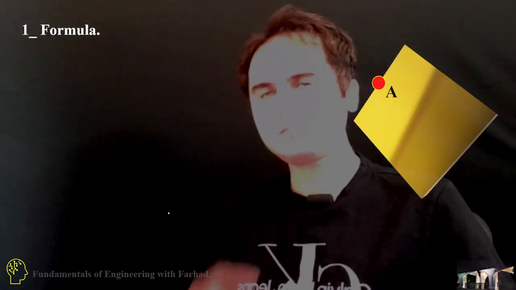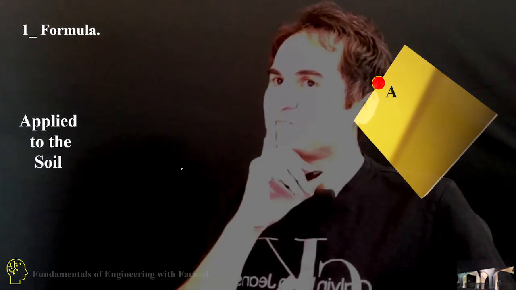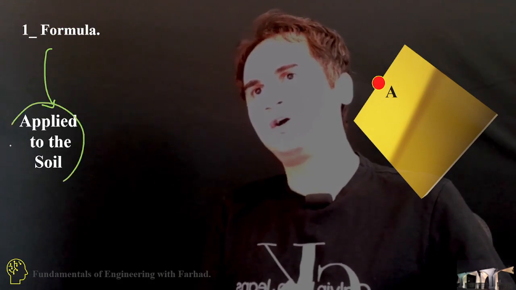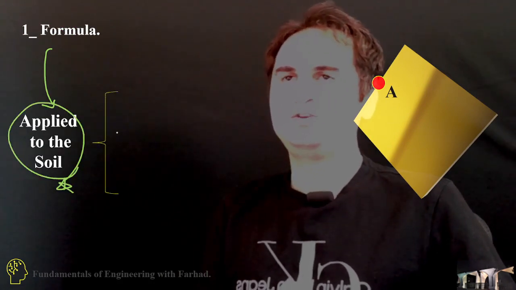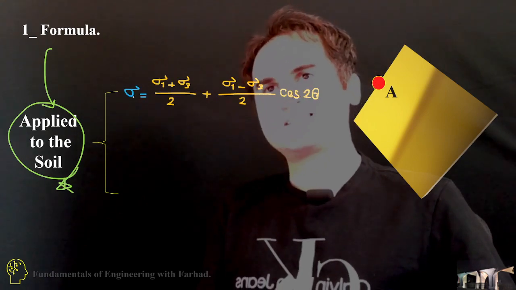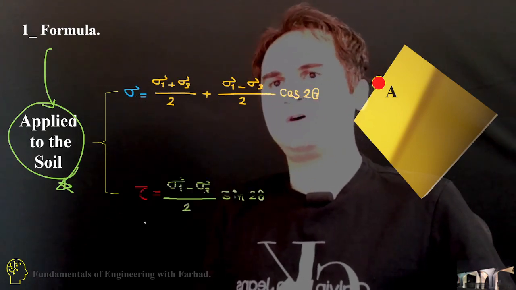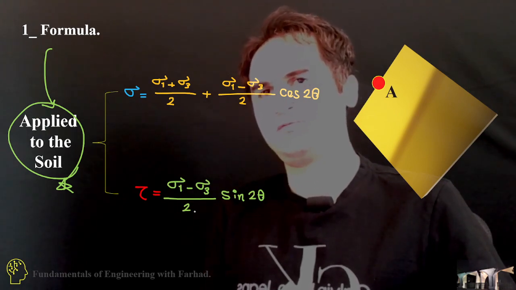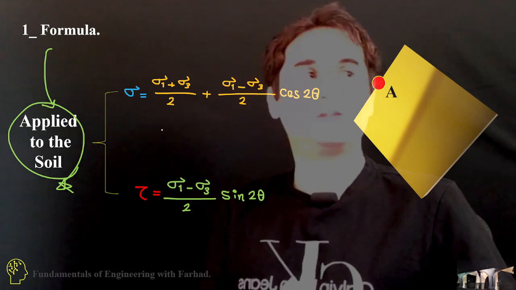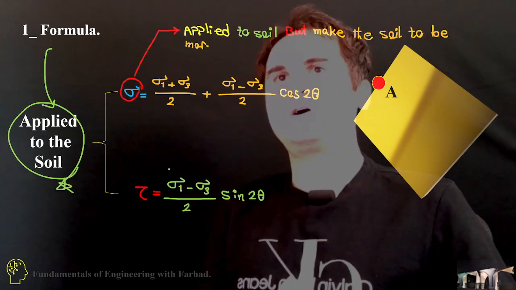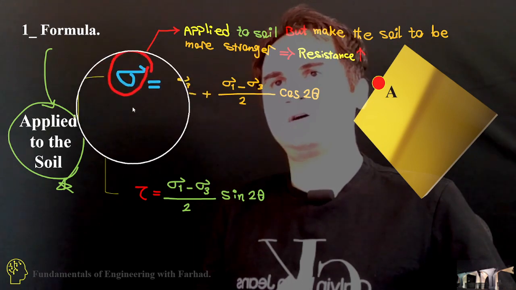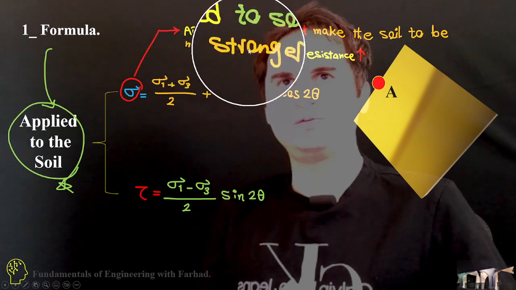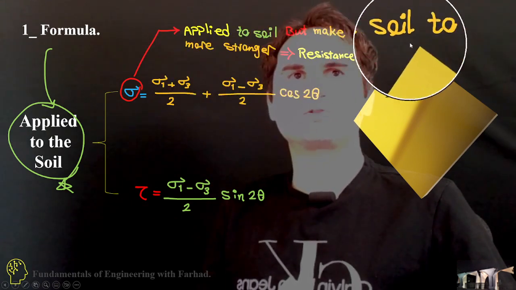If you look at the formula for the applied stress in more detail, you can easily see sigma is again this formula, and tau is equal to major minus minor over 2 times sine of 2 theta. But the point is sigma, the normal stress applied to the soil, is not a load that breaks the soil, but rather makes the soil stronger.